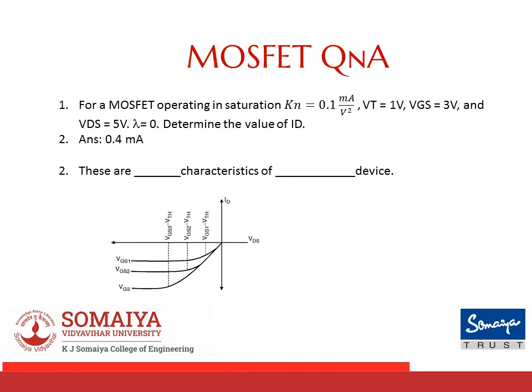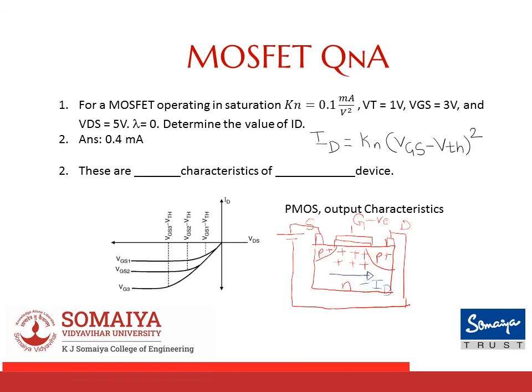Next, let's look at the characteristics that they have provided. Now you have to tell me which device is this and which characteristics it is. It's a PMOS device and the characteristics are output characteristics. There are quick equations given and explanation given for you to understand these questions.